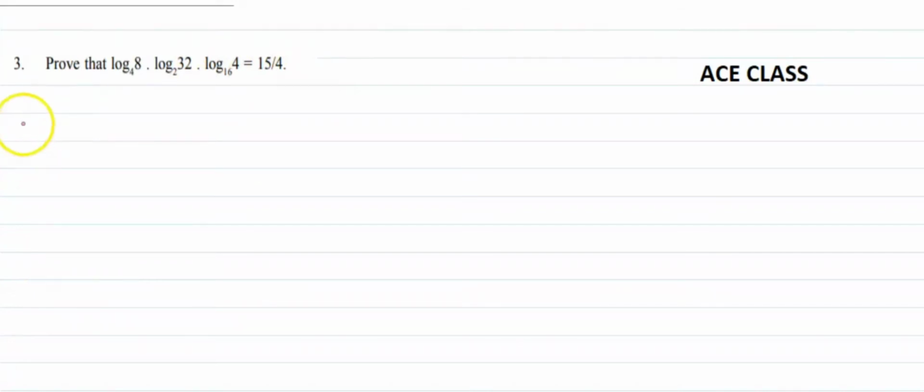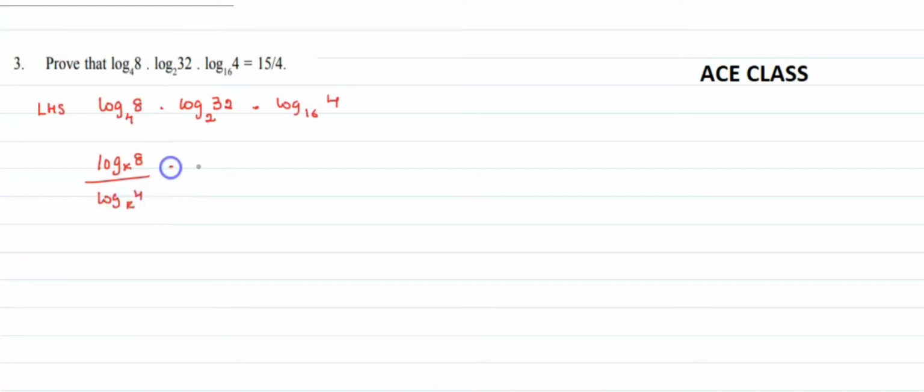So now let me consider the LHS, that is log 8 to the base 4 multiplied by log 32 to the base 2 multiplied by log 4 to the base 16. Okay, so I'll introduce some constant k. This one I'll write as log 8 to the base k by log 4 to the base k, and this one as log 32 to the base k by log 2 to the base k, and this one as log 4 to the base k by log 16 to the base k. Now my bases are same.